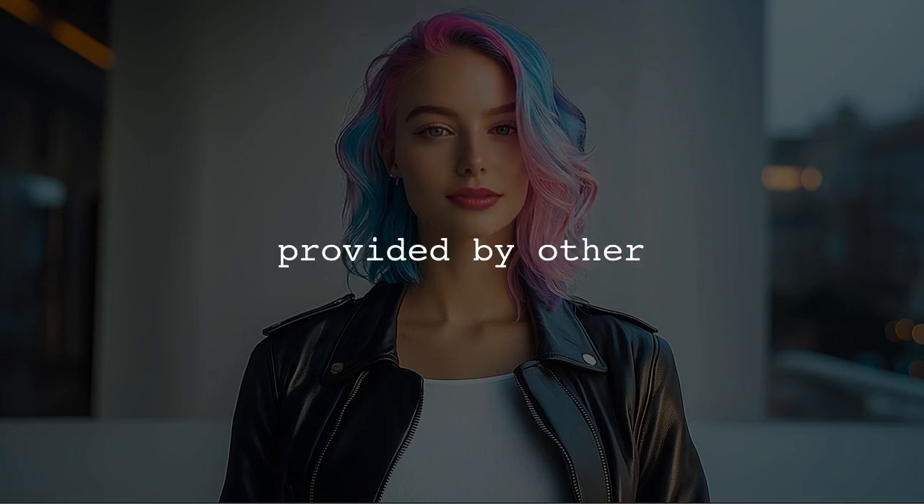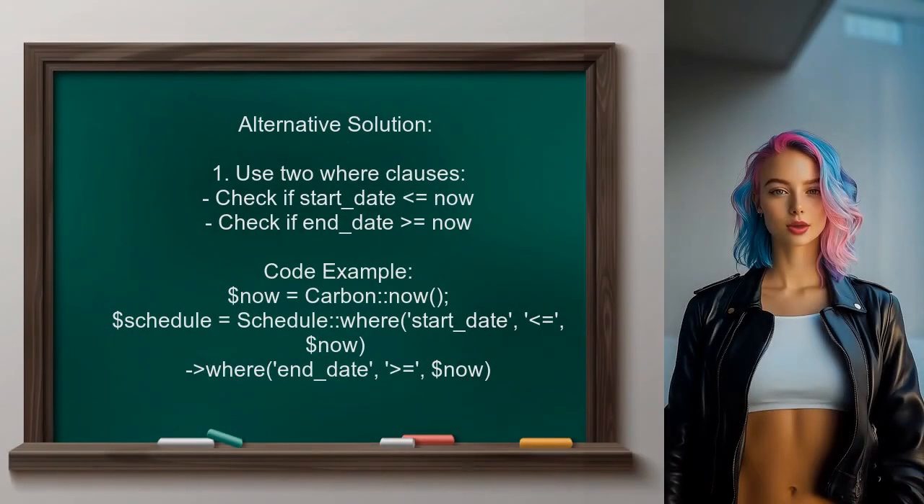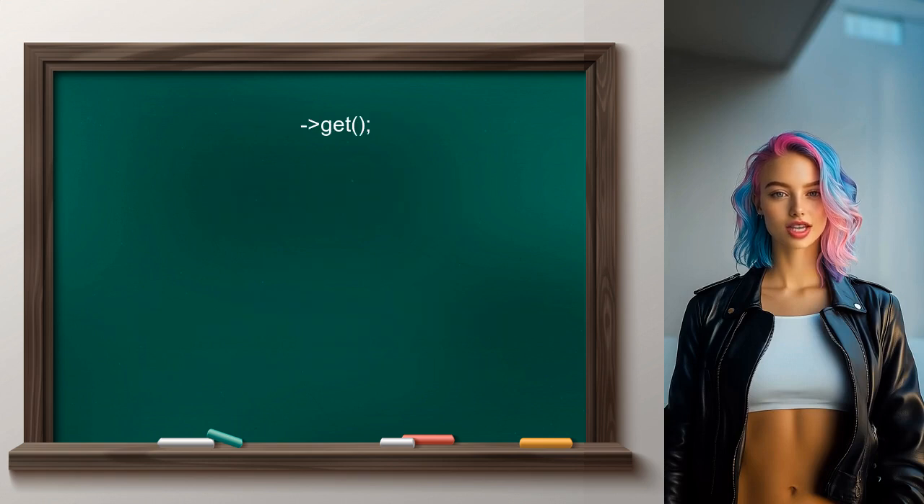Now, let's look at the answers provided by other users. An alternative approach suggested by another user involves using two separate where clauses instead of whereBetween. They recommend checking if the start date is less than or equal to the current date, and if the end date is greater than or equal to the current date.